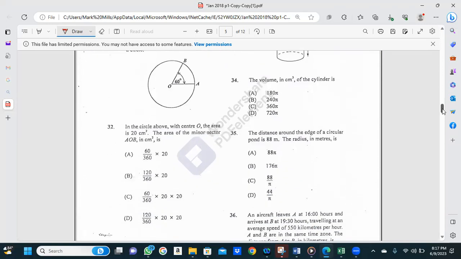32. The area in a circle above the center O is 20 centimeters squared. The area of the minor sector, right? So it'll be angle over 360 times pi r squared. They give me the area, so it'll be the angle, which is 60, over 360 times the area, which is 20, right? So we look for which one would have been best suited here. It had been A. We follow?